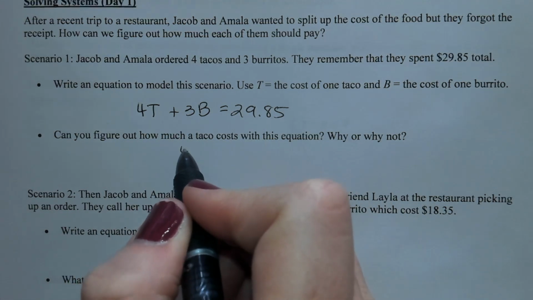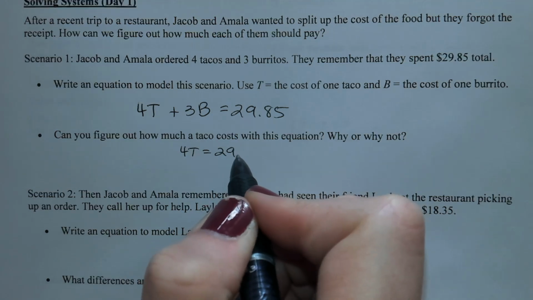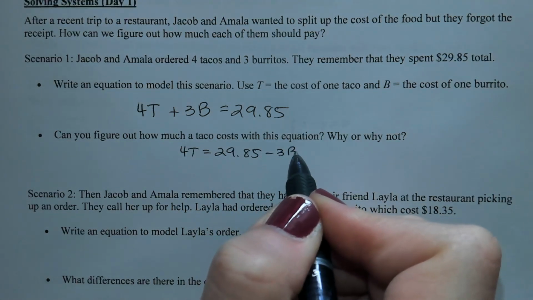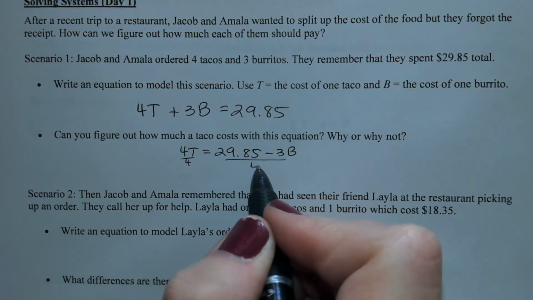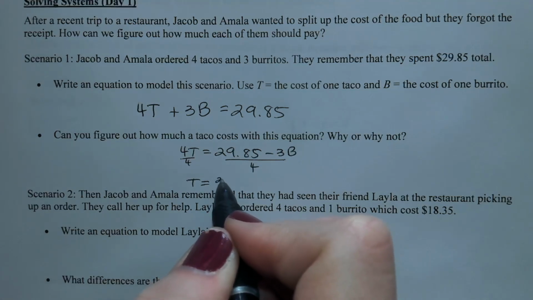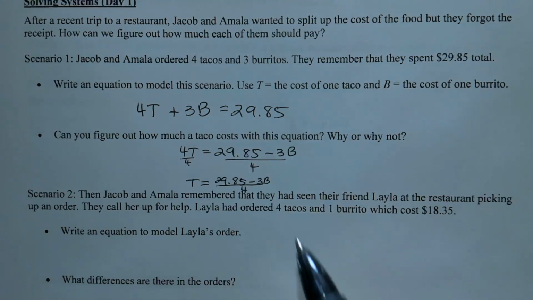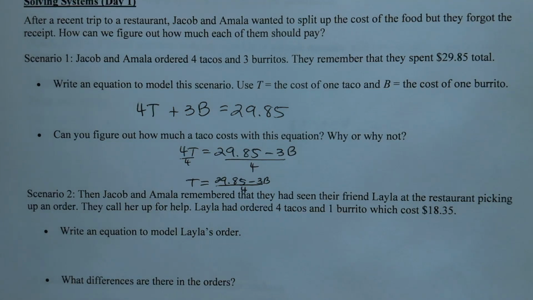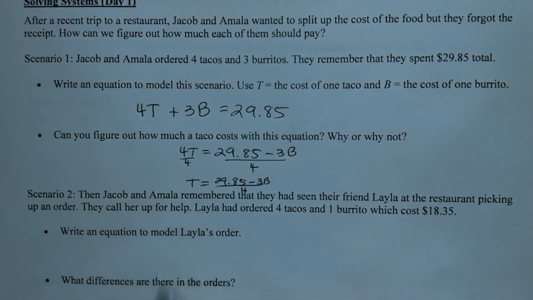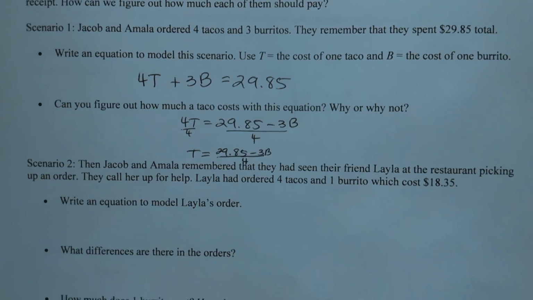So I could move the 3B over, and then I could divide by 4. So I can figure out the cost of a taco in terms of a burrito. Sorry, sneaking that in there. But I can't actually figure out how much the taco is. I'm lacking some more information. I currently have 2 variables, but only 1 equation, so that's not going to work.